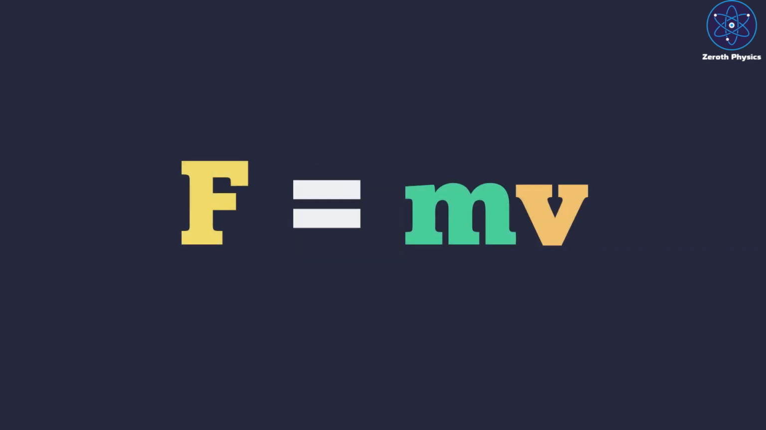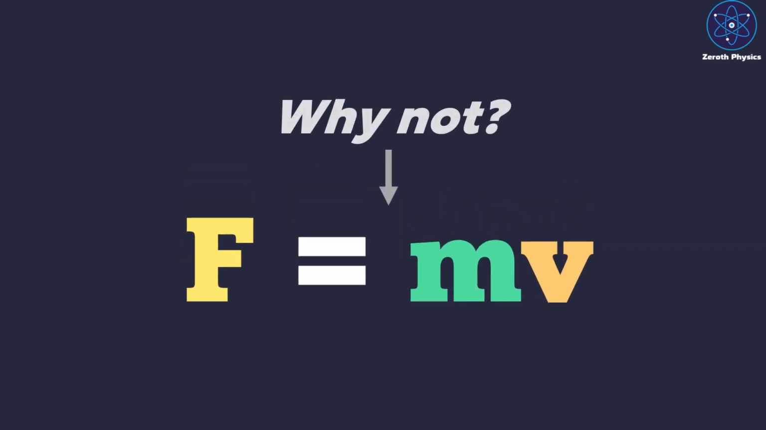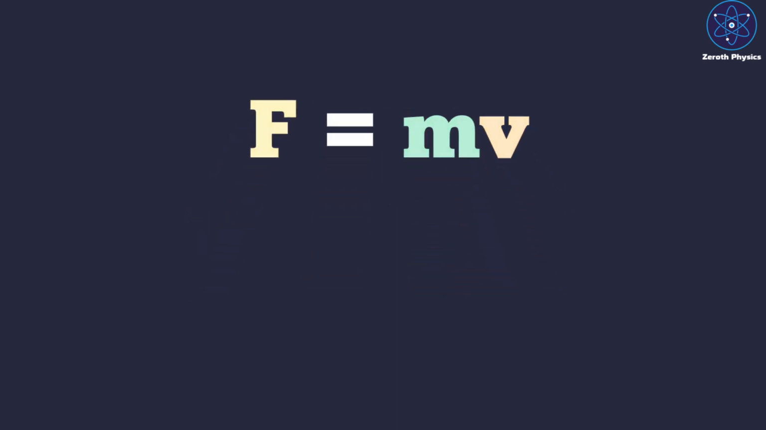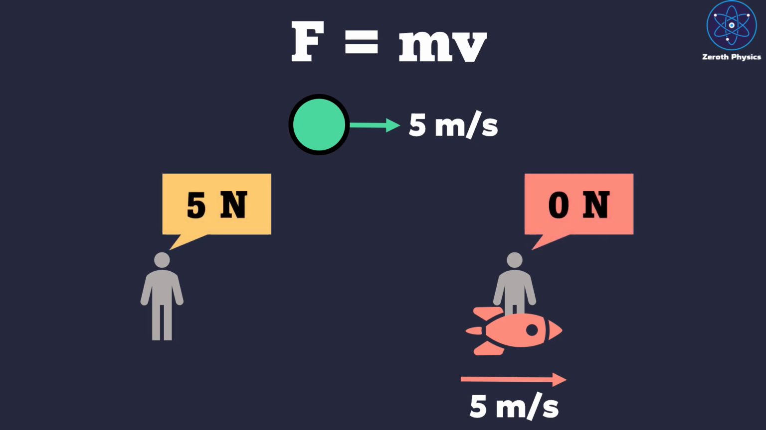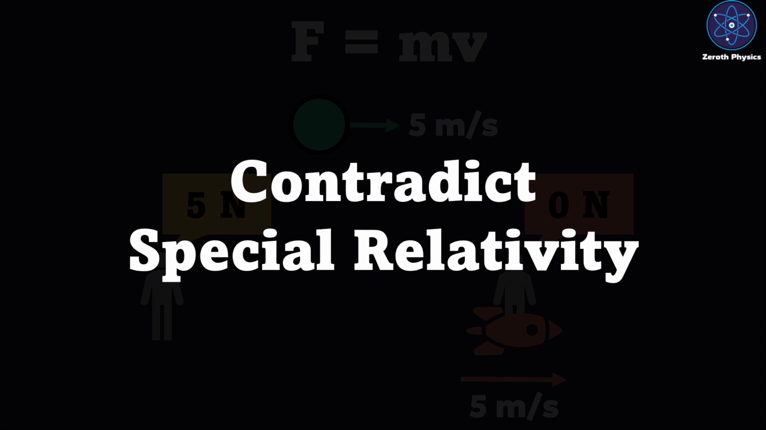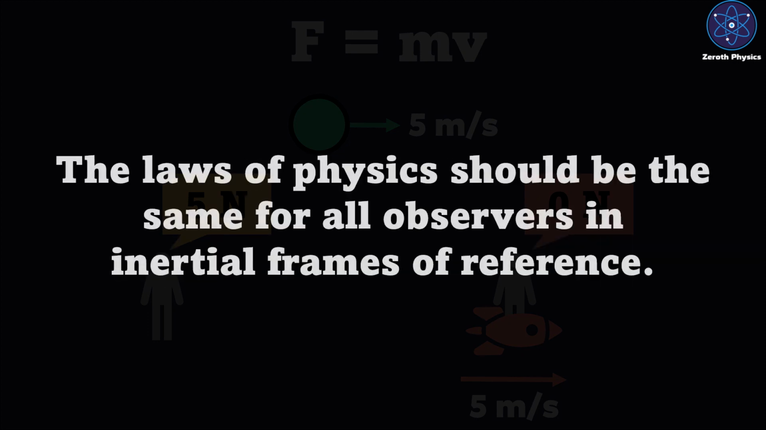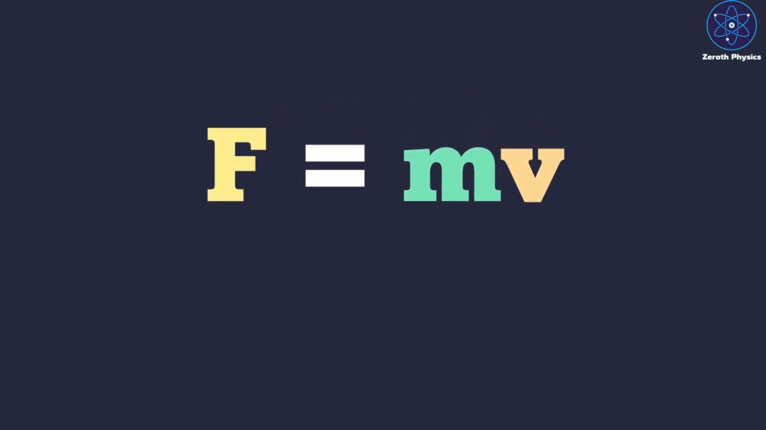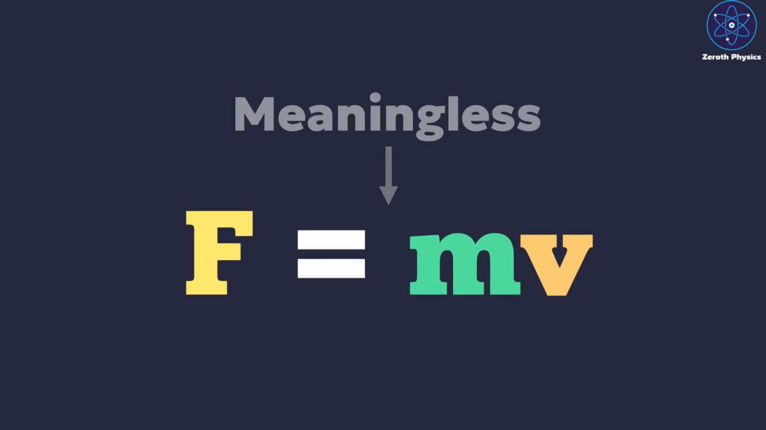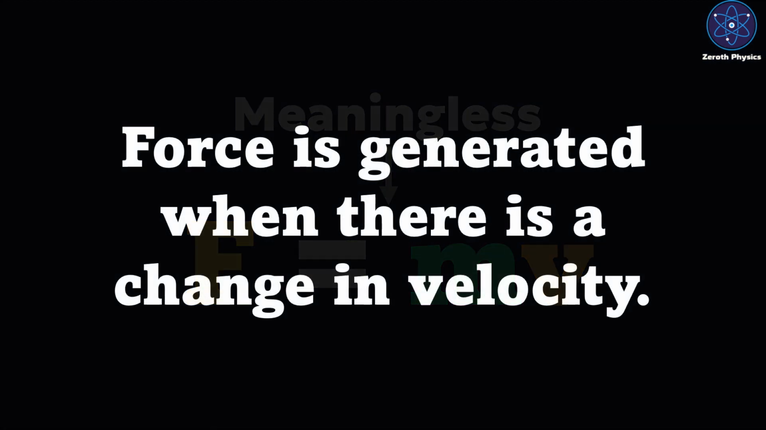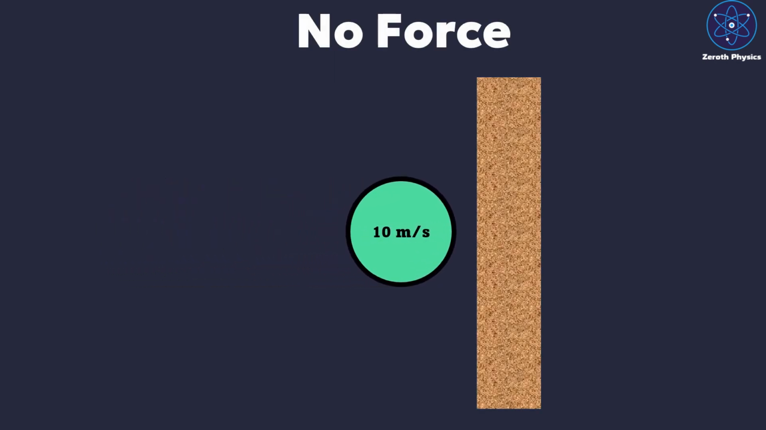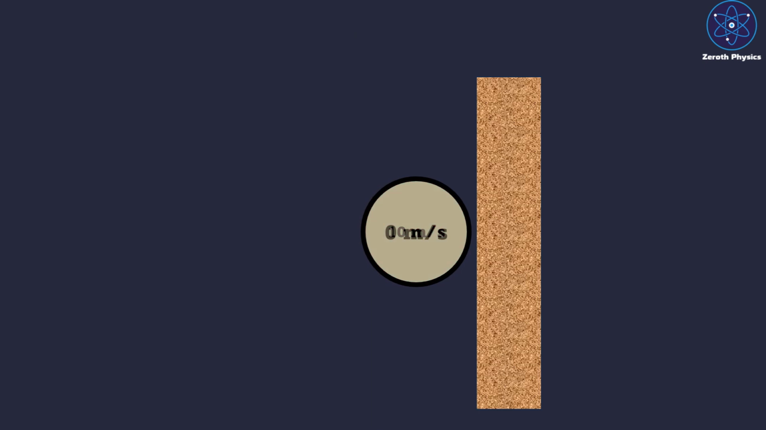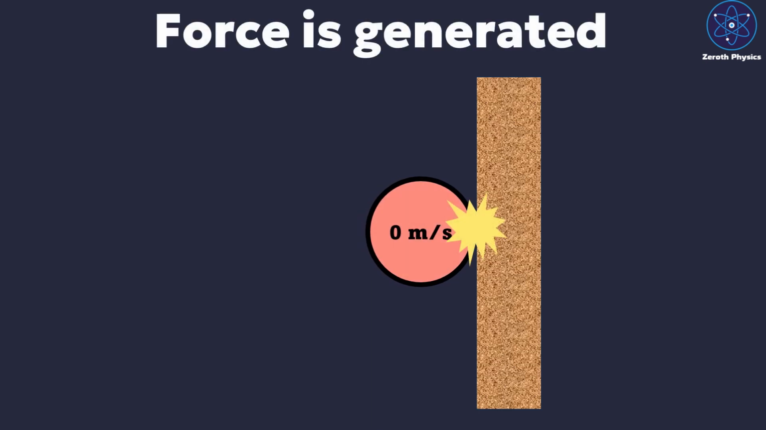Now, let's address our first question: why is force not equal to mass times velocity? Firstly, if force were equal to mass times velocity, force would appear different to different observers. This would contradict the principle of relativity, which states that the laws of physics should be the same for all observers in inertial frames of reference. Secondly, the equation F equals mv would be meaningless because force is only generated when there is a change in velocity. An object moving at a constant velocity of 10 meters per second would not generate any force unless it comes to a stop or experiences a change in velocity.